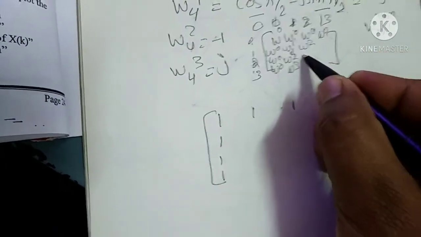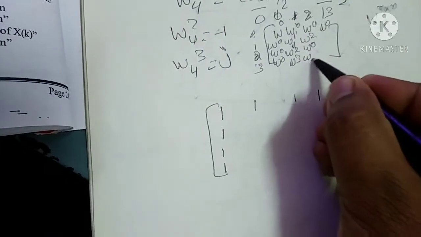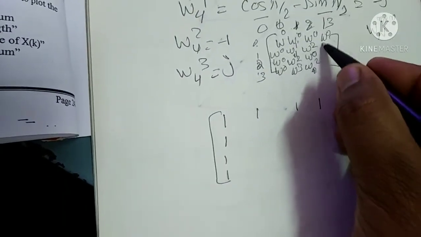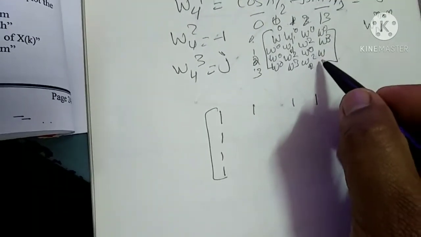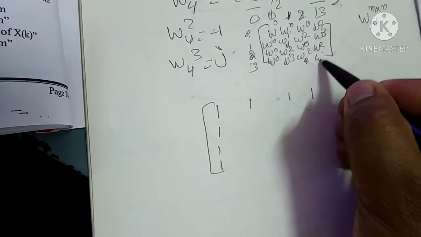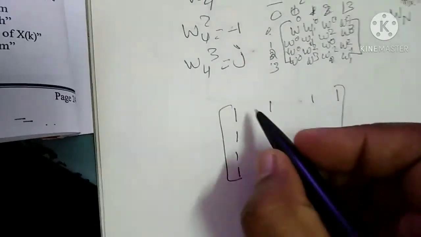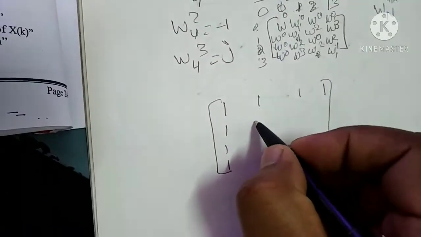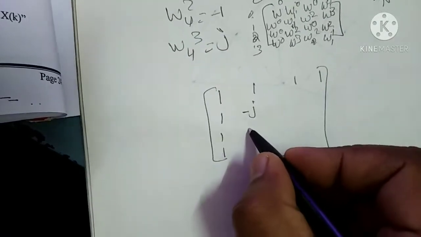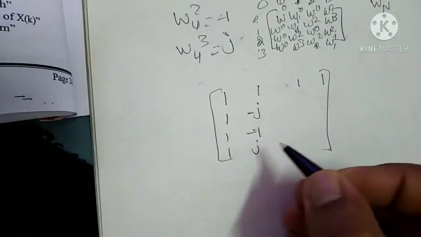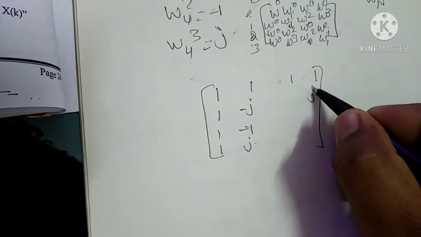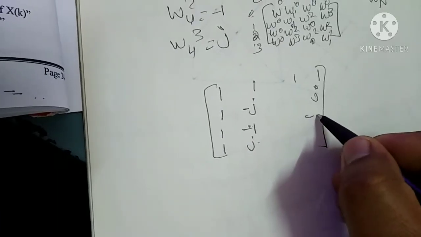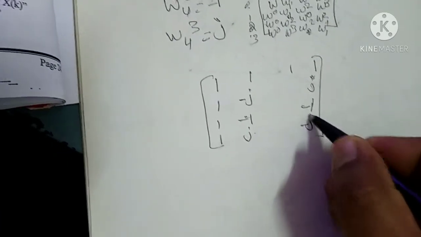Here, omega to the power of 0, 2, 0, 2. Then we will get omega to the power of 0, 3, 2 and 1. Okay, so we will get the values like this. So how to calculate? If we substitute the values here, we get 1, minus j, then minus 1, then j. At the end, this j will come here, then we have the value minus 1, and here we have minus j.